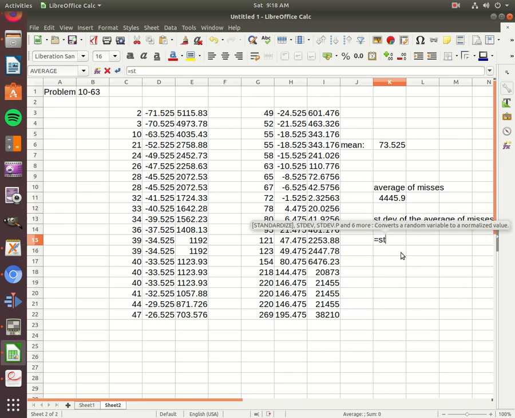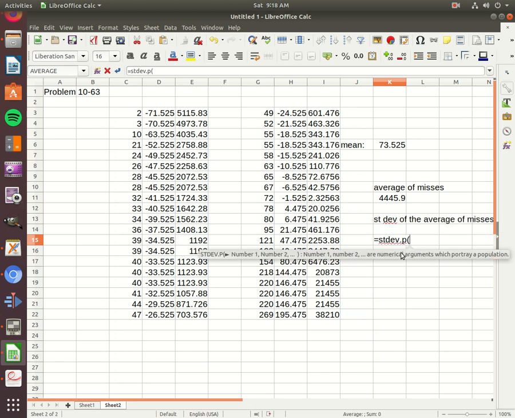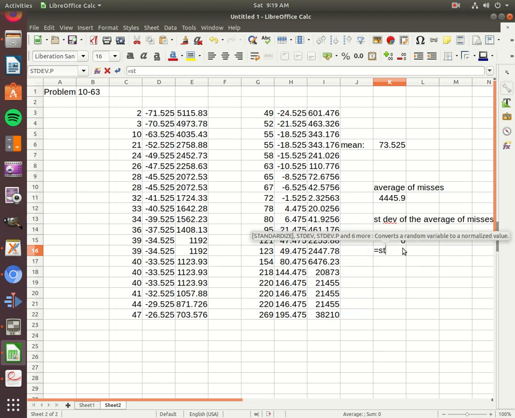So I want the standard deviation and I'm going to put P here because I want the standard deviation of the entire population, and we can talk about that more later. Equal standard deviation. Oh wait, no.